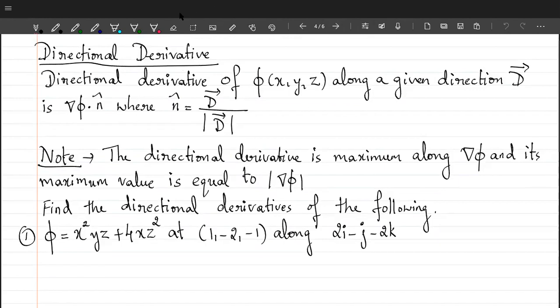The next topic is directional derivative. If they give you one surface phi of xyz, then the directional derivative of phi of xyz along the given direction vector d can be calculated by using the formula del phi dot product with n cap, where n cap is equal to this direction vector which is given to you divided by magnitude of that direction vector.